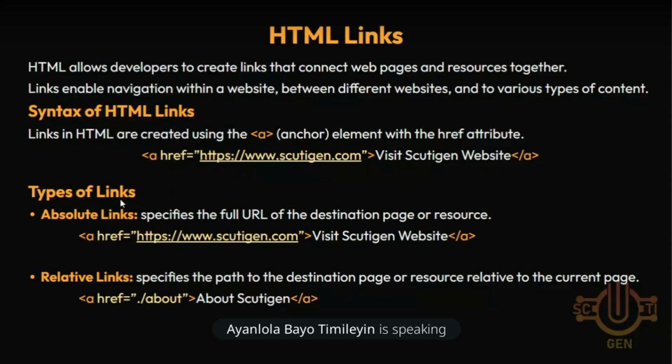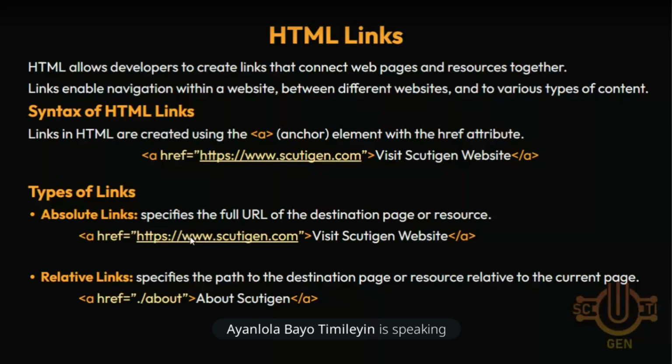And then we have different types of links. We have the absolute links, we have the relative. Okay, first let's look at absolute. Absolute links specify the full URL of the destination page or resource. As you can see, this is a good example, from the HTTPS and then www.scootygent.com. This is a perfect example of an absolute link.